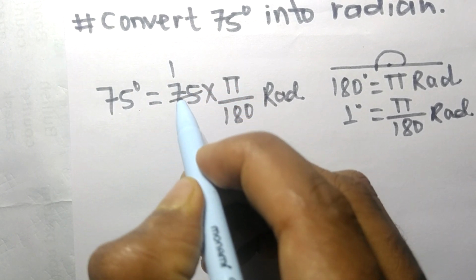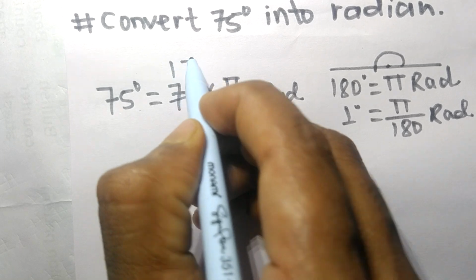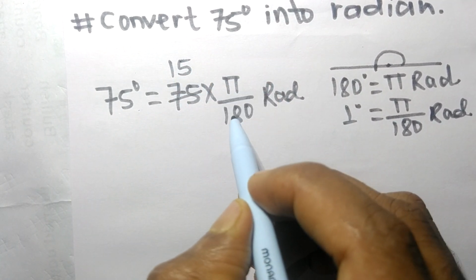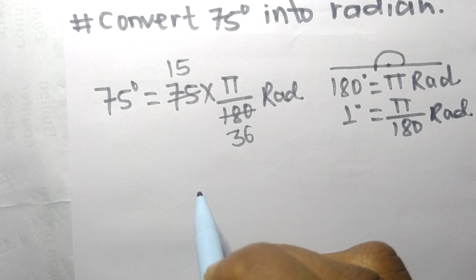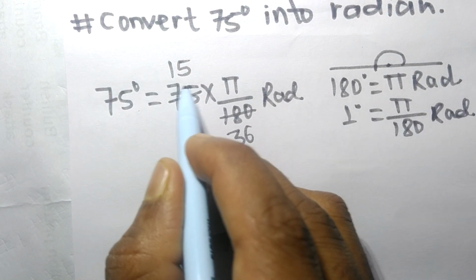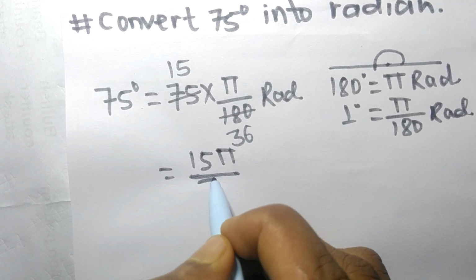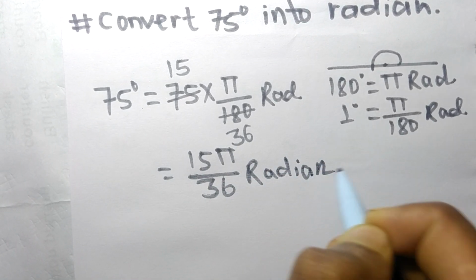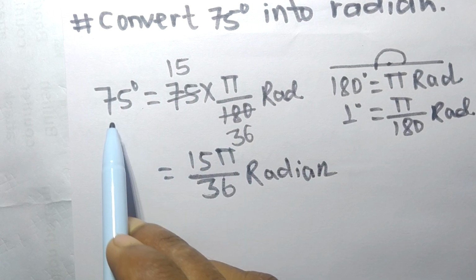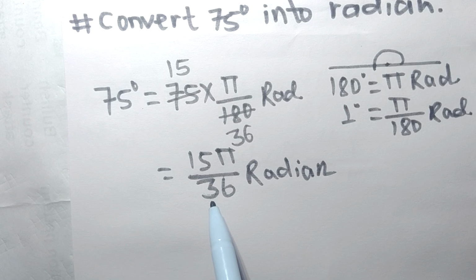So now we cancel the numbers. So 5 times 1 means 5, remainder 2, 2 5, 25. So 5 times 5 means 25. And 5 times 36 means 180. So it becomes 15 into pi, 15 pi by 36 radian. So 75 degree is equal to 15 pi by 36 radian.